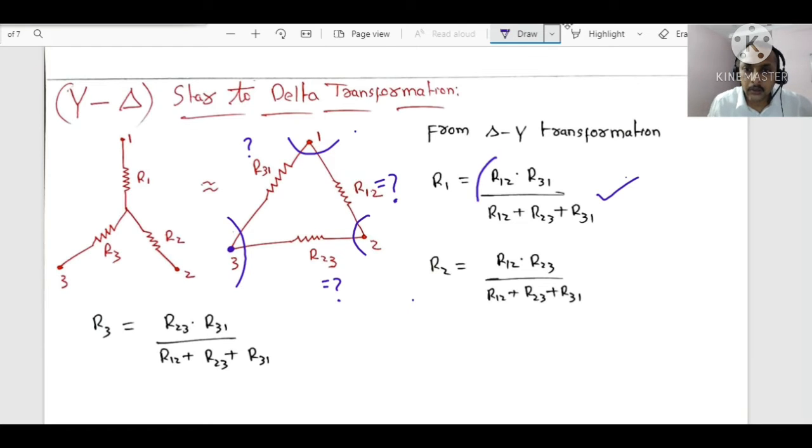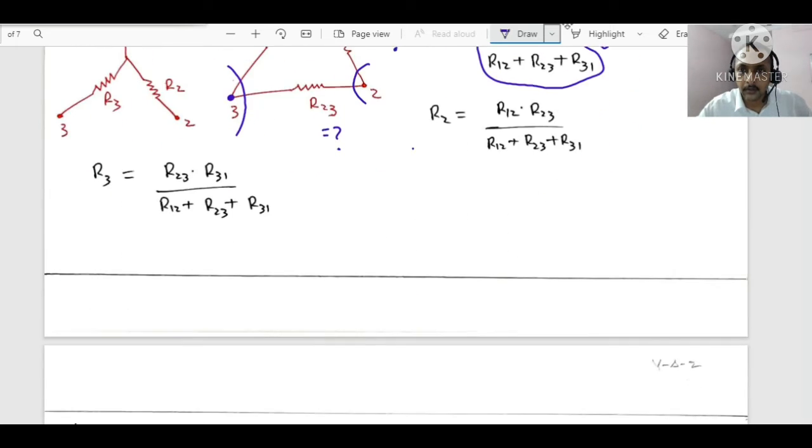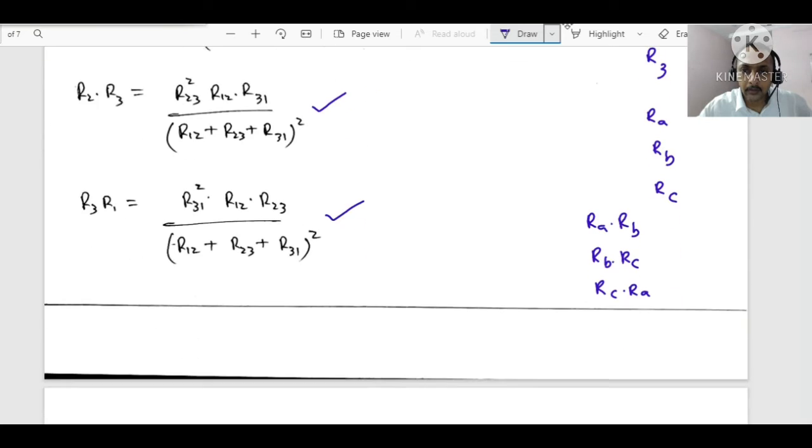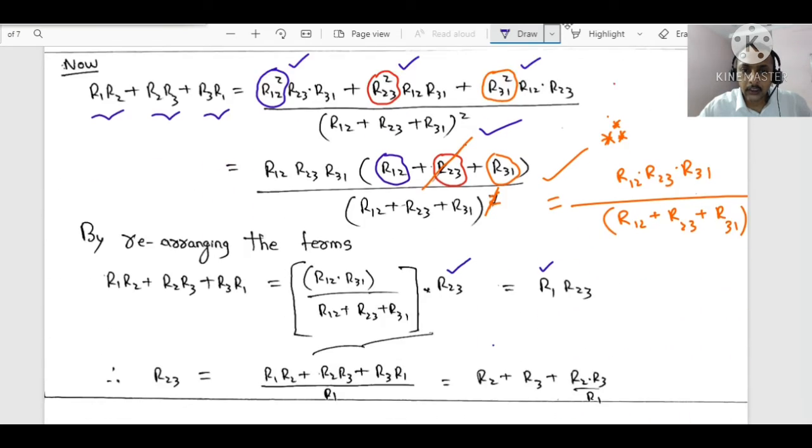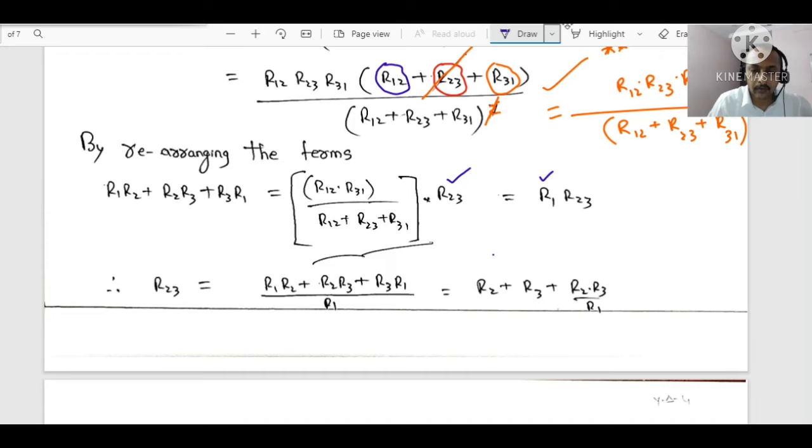In this entire place, now what can you write? We can write R1. That is what we are doing here. Very simple. Observe, just rearrange the terms. That's it. In this entire place, you are representing that with R1 into R23. Now you just separate R23 only. Therefore R23 equals R1 into R2 plus R2 into R3 plus R3 into R1, whole divided by R1.